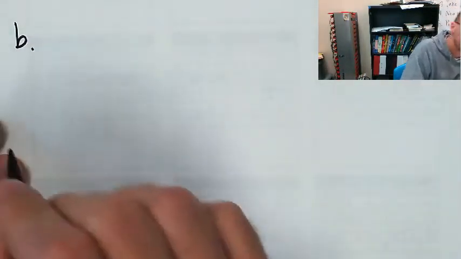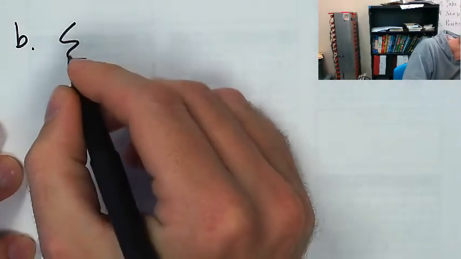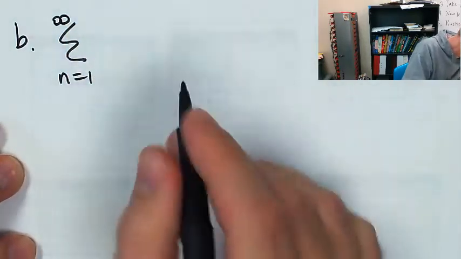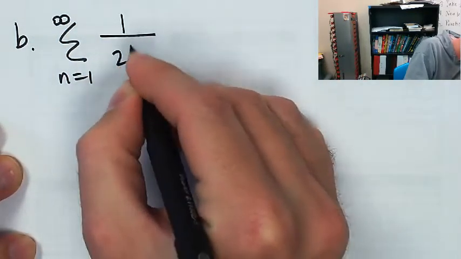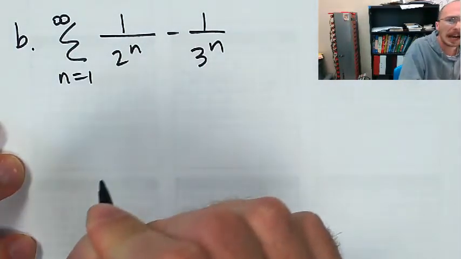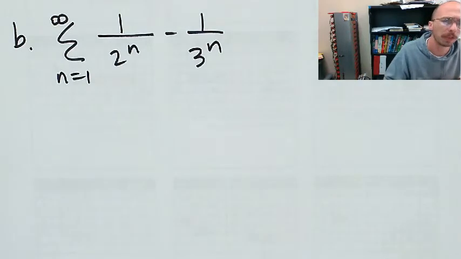Well, the second one, I've got the sum from n equals 1 up to infinity of 1 over 2 to the n minus 1 over 3 to the n. I am not sure about this one. Is this even telescoping? We'll find out.